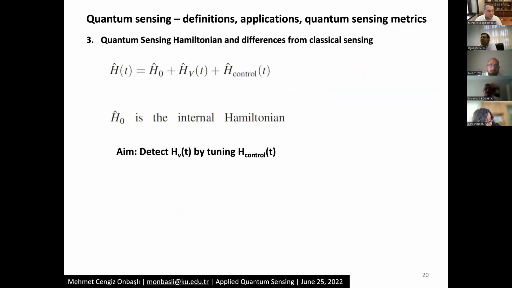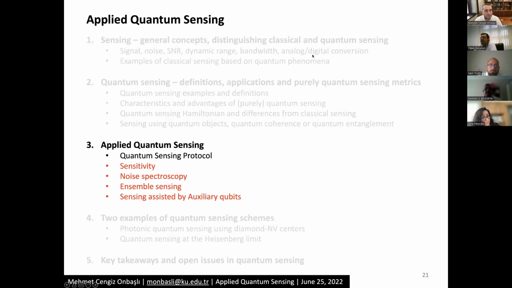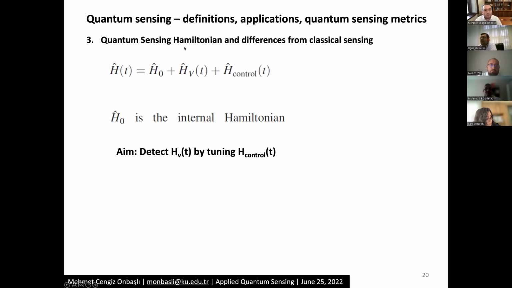So now let's start picking up on the quantum sensing part through the Hamiltonians. We can decompose our Hamiltonians into several terms.